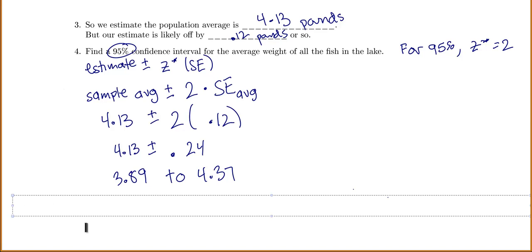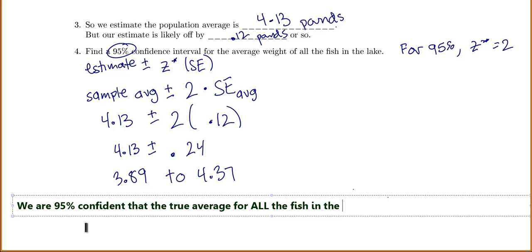And in the end, what does this mean for us? It means that we are 95% confident that the true average for all the fish in the lake is between 3.89 and 4.37 pounds. We don't know for sure, but we are 95% confident that the true average for all the fish would be in there.